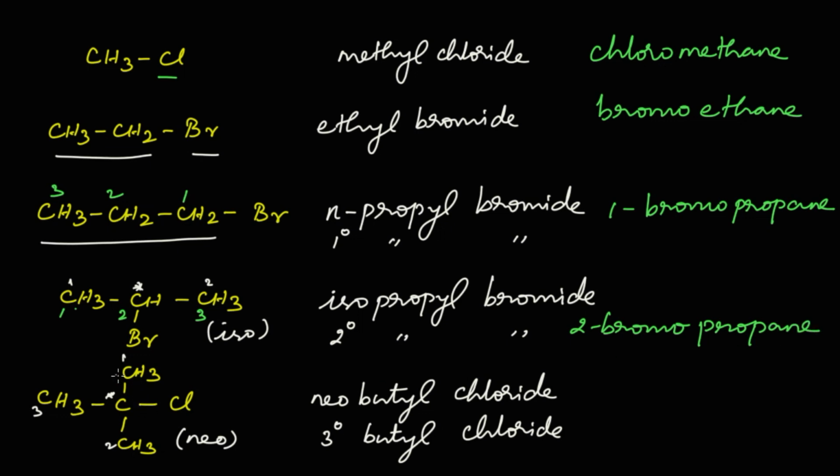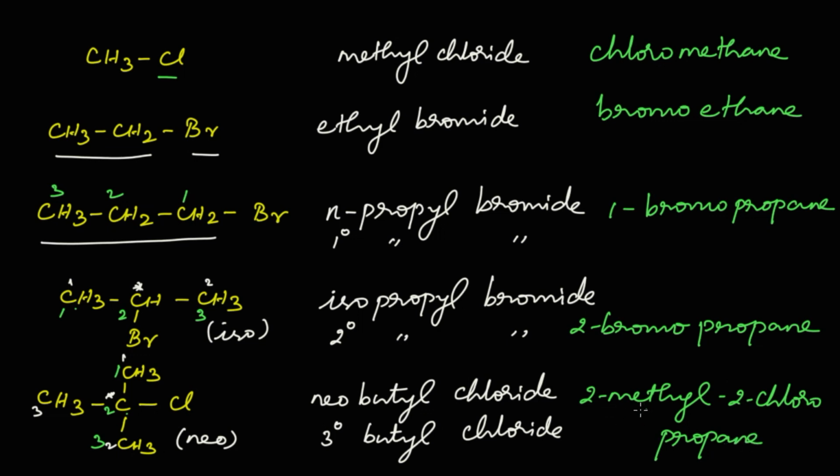And this one. Here the straight chain is 1, 2, 3. This is the straight chain. To the second carbon, a methyl group is attached and chlorine is also attached. First, we need to name the methyl. The methyl is attached to the second carbon, so 2-methyl. And the chlorine is attached to the same second carbon, so 2-chloro. In the straight chain, how many carbons are present? 1, 2, and 3. If there are 3 carbons, it is propane.